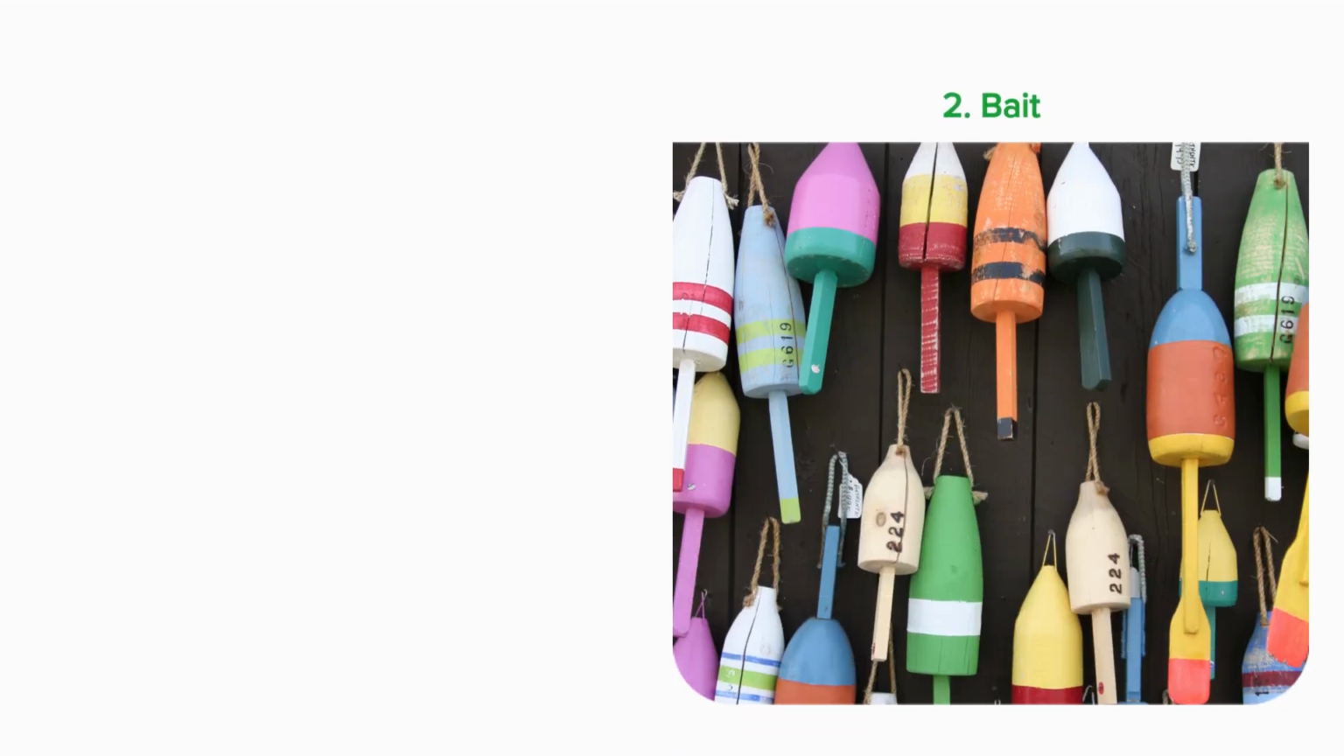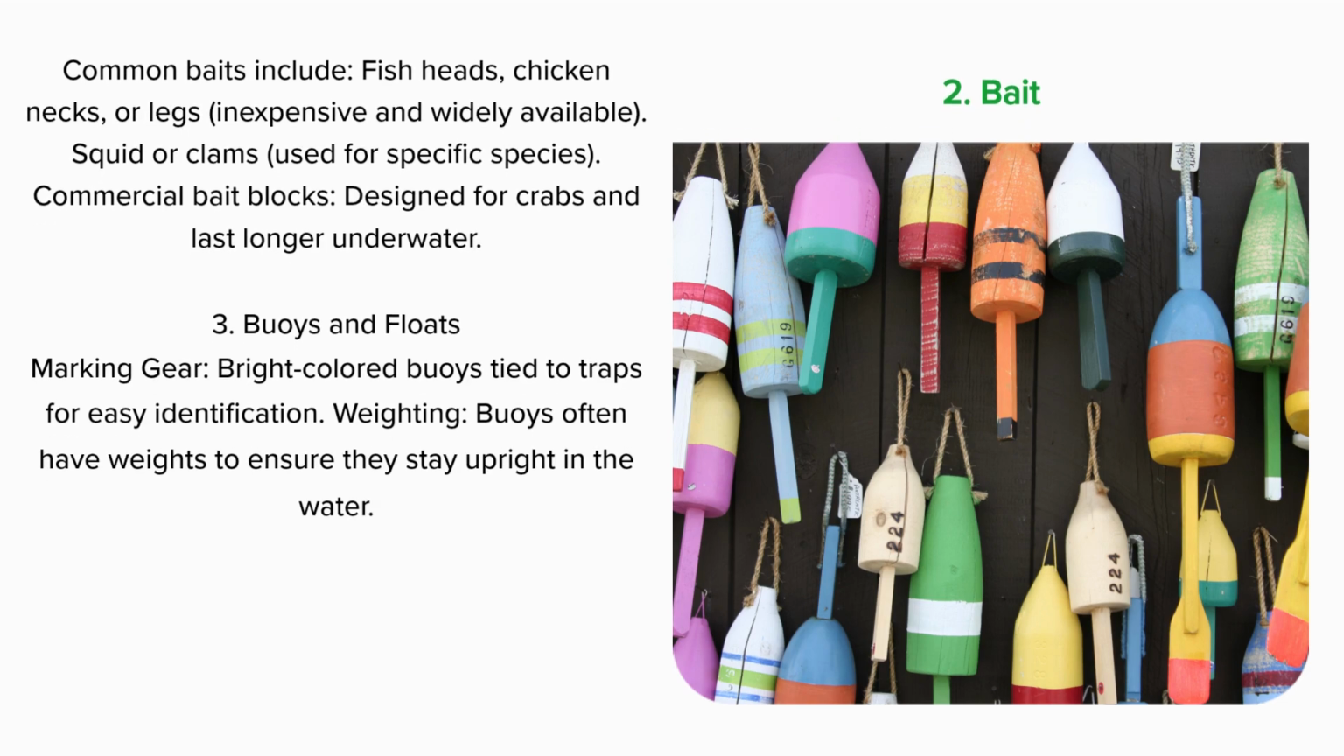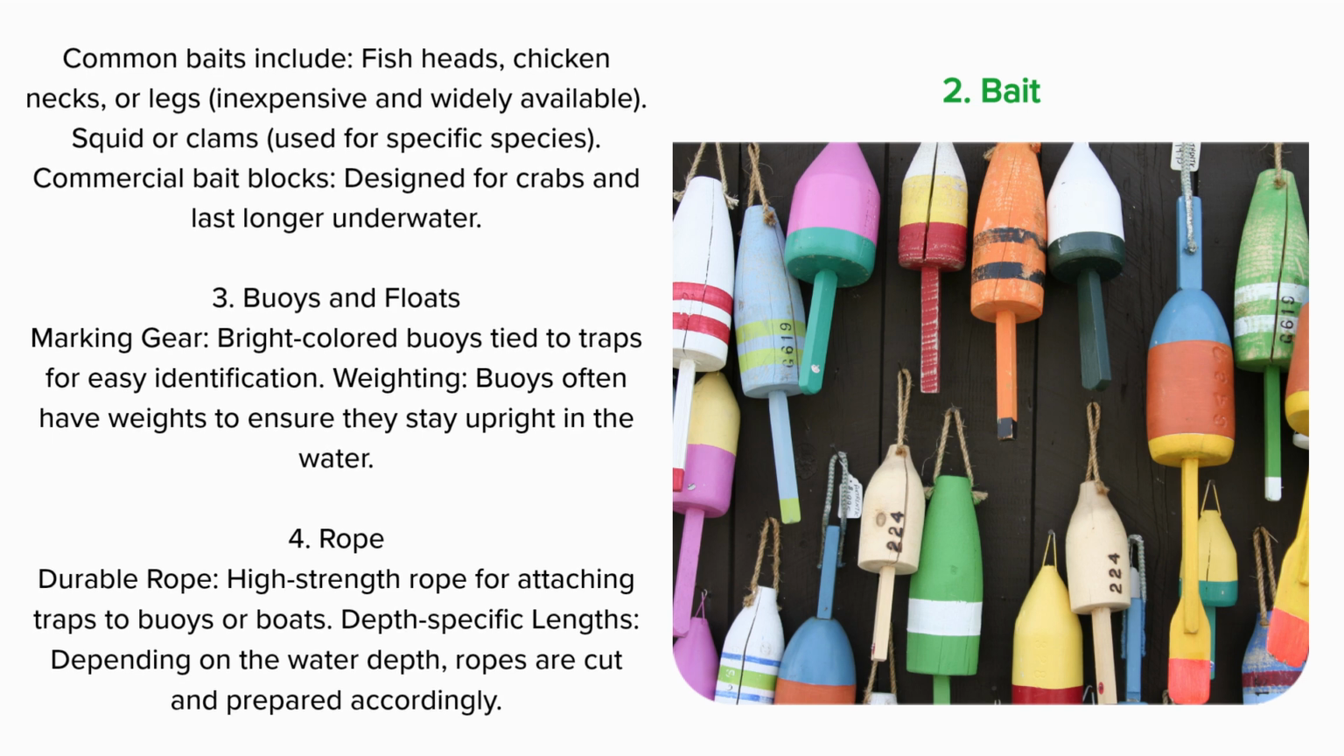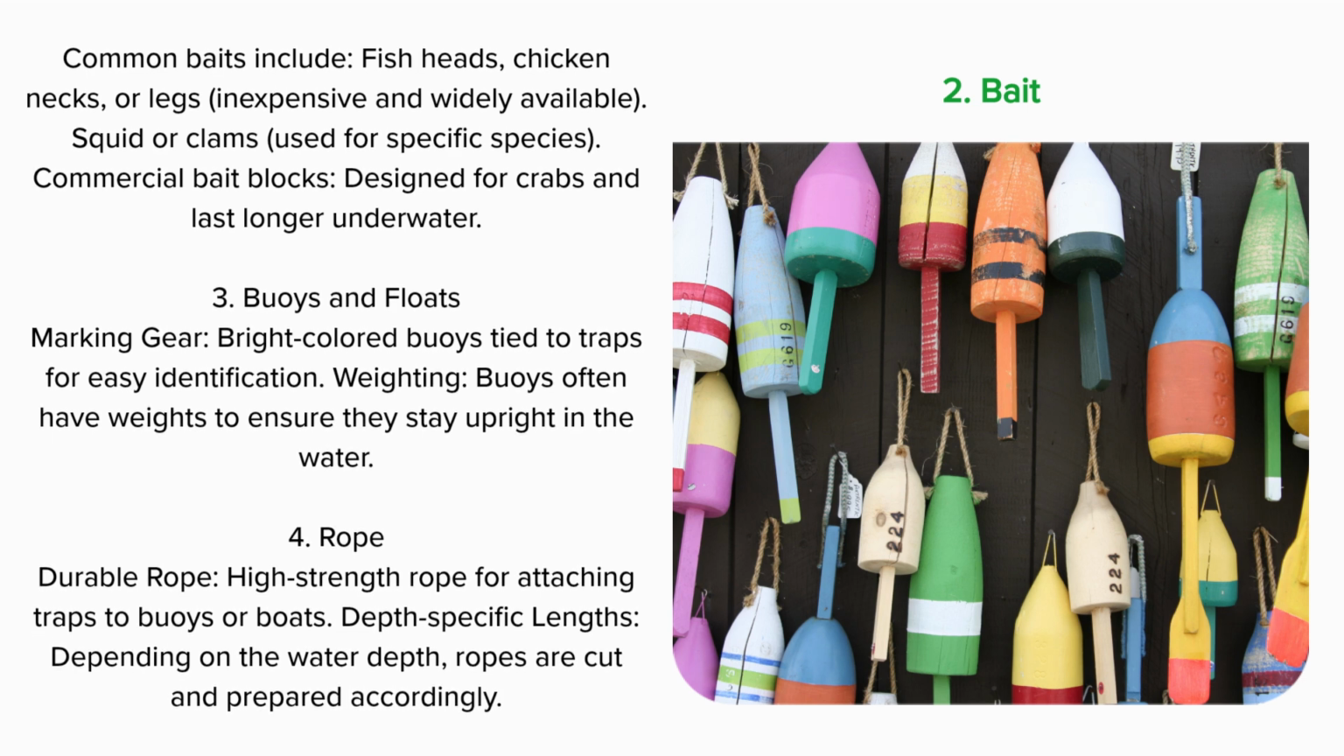2. Bait. Common baits include fish heads, chicken necks or legs, inexpensive and widely available. Squid or clams, used for specific species. Commercial bait blocks, designed for crabs and last longer underwater. 3. Buoys and floats. Marking gear: bright-colored buoys tied to traps for easy identification. Weighting: buoys often have weights to ensure they stay upright in the water.